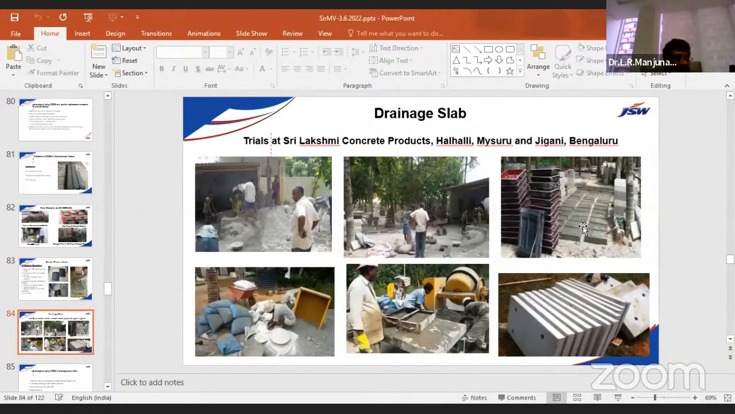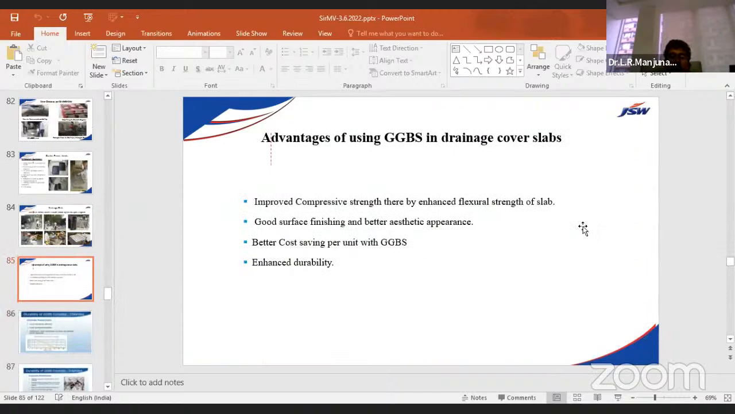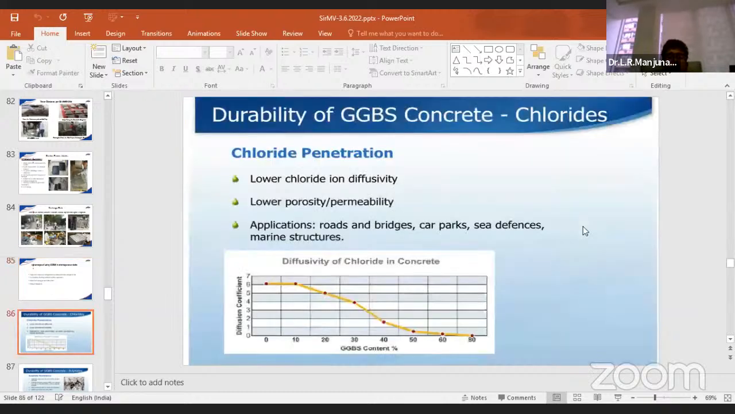The reason being, wherever cement is being used, you can definitely do it. So advantages of using GGBS in drainage cover slabs: improved compressive strength, enhanced structural strength, good surface finish, better cost saving, enhanced durability. So various things.